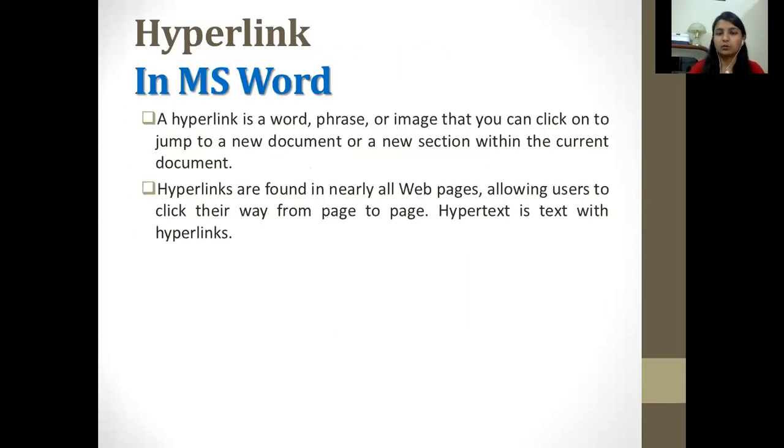So what does hyperlink mean? A hyperlink is basically a word or phrase, or an image as well, that if we click on it, we reach some other web page or some other document or folder, whatever page we require to reach. That is what a hyperlink is used for. Hyperlinks are found in nearly all web pages.